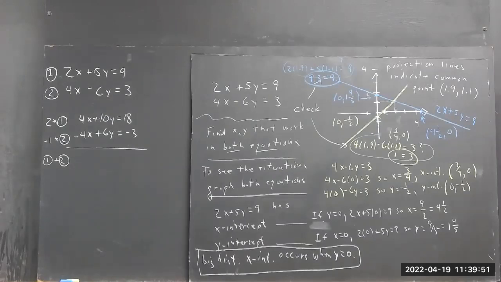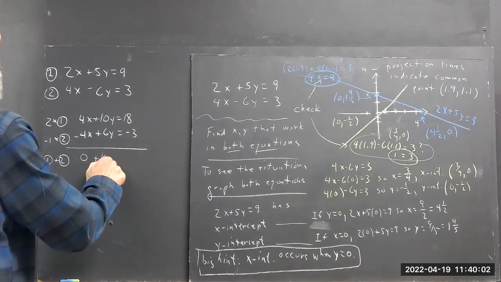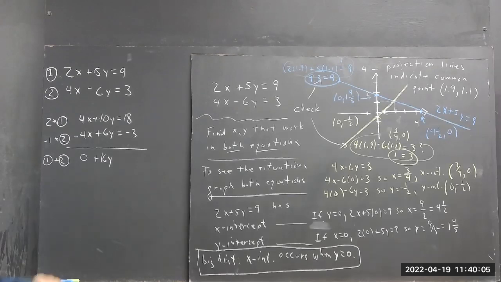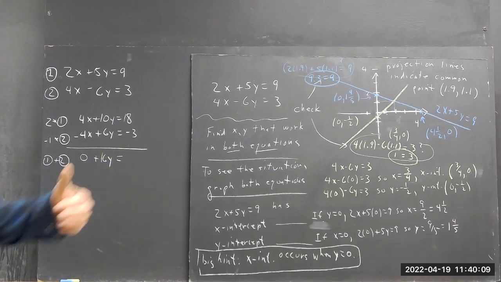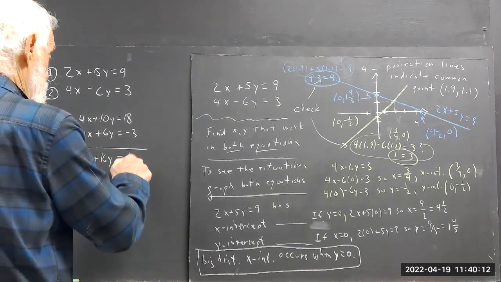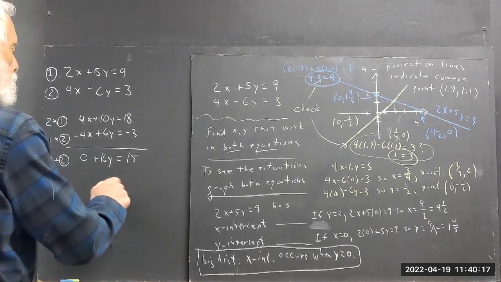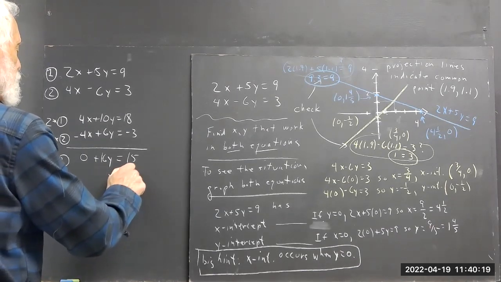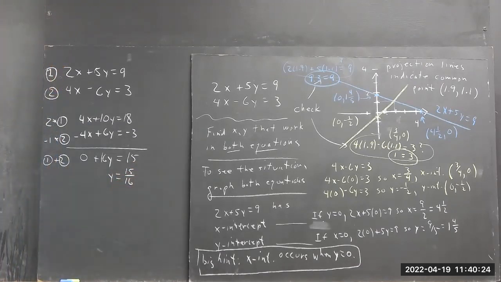Okay, so what we get is, should be obvious, that 4x and -4x add up to 0, because any number and its negative add up to 0. So we get 0. And 10y and 6y is 16y. And 18 and -3, it's like you go up 18, then back 3, leaves you at 15. And then you solve this by dividing both sides by 16. I'm not going to write out that step. Y equals 15 over 16.